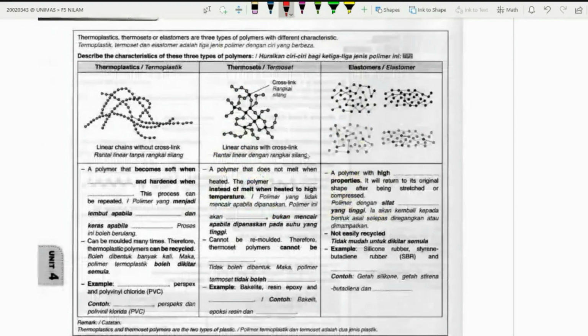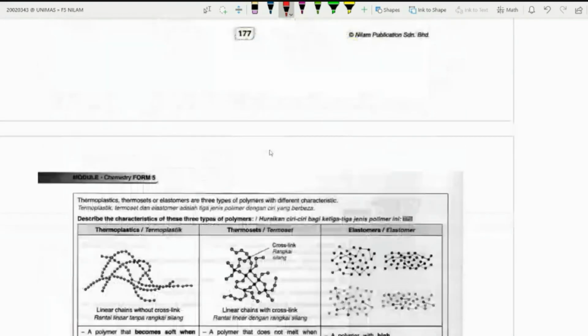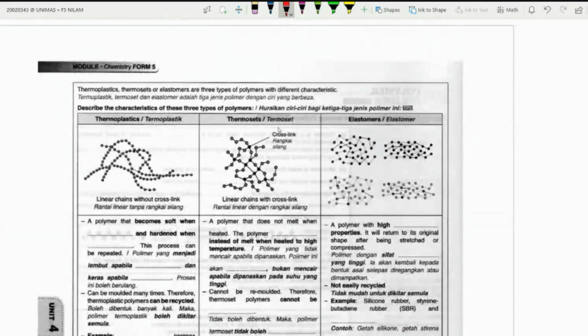Next, there are three types: thermoplastic, thermoset, and elastomer. Let's see what the different characteristics are, one by one. We look into the thermoplastic first. Thermoplastic is a linear chain without cross links. How about thermoset? It is with cross links. This one is without cross links.